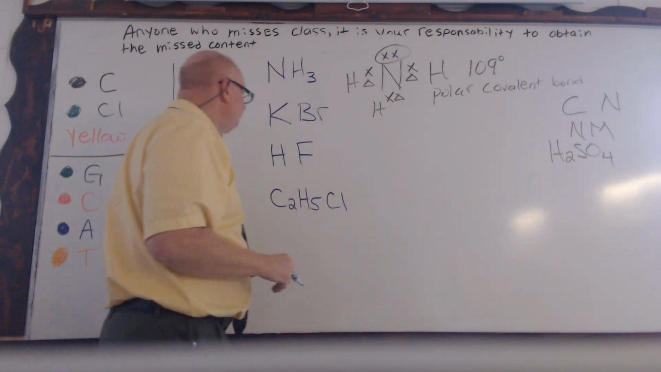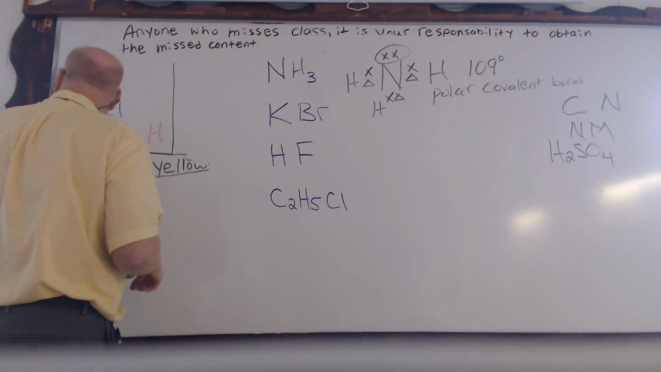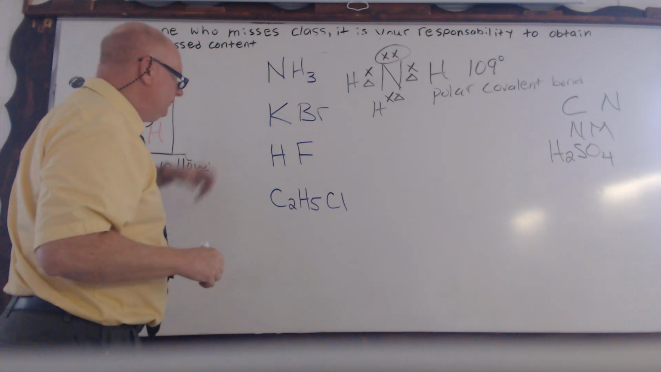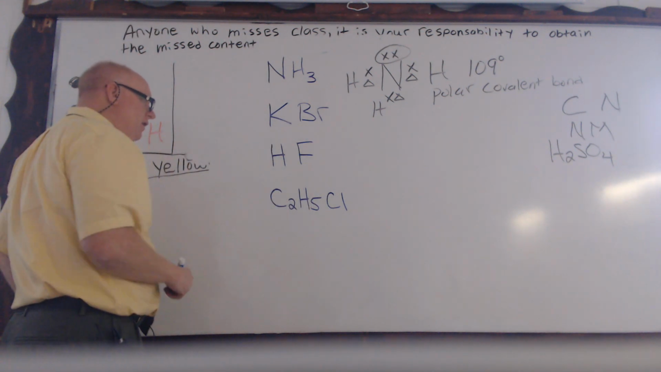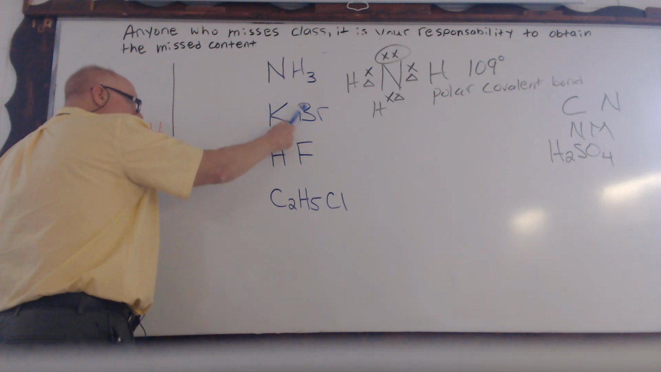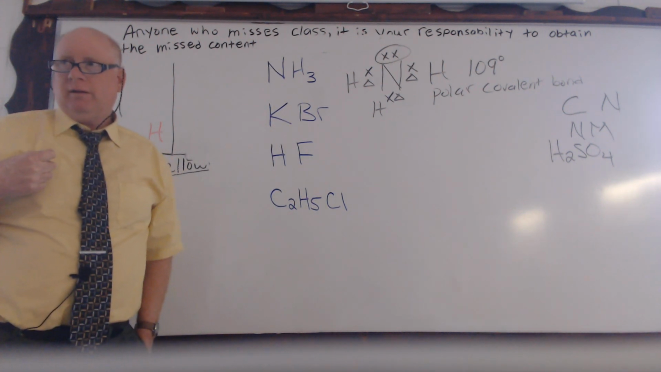Okay. So moving forward then, as we look at this one, we've got KBr. We don't have carbon, we don't have nitrogen, but looking at these two, how do you tell the difference between potassium and bromine? Bromine's a halogen.